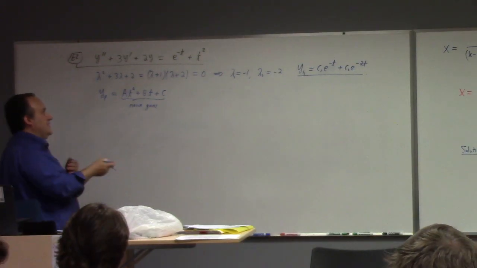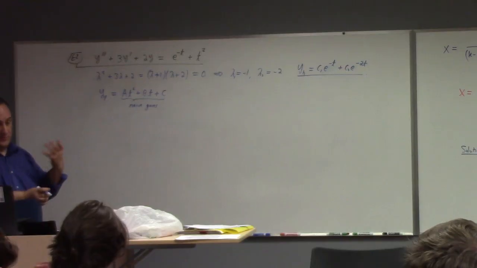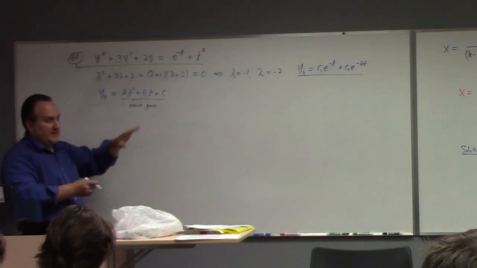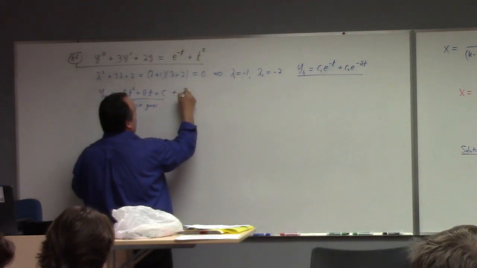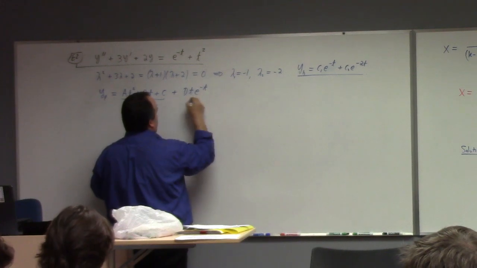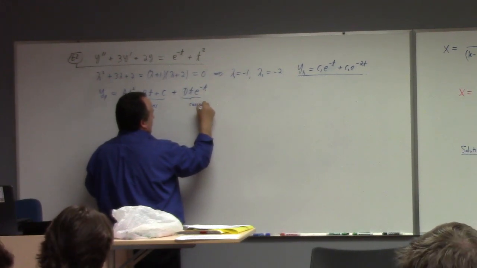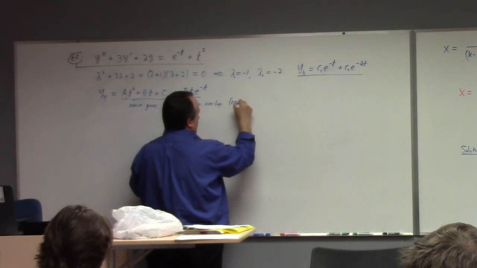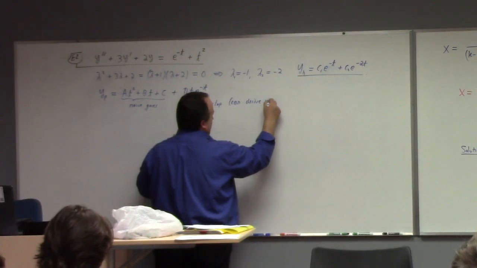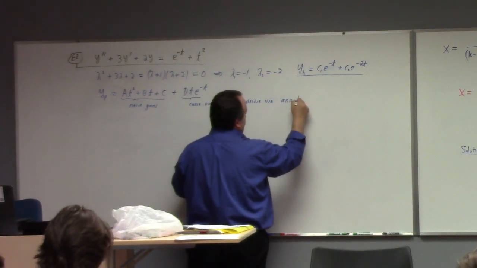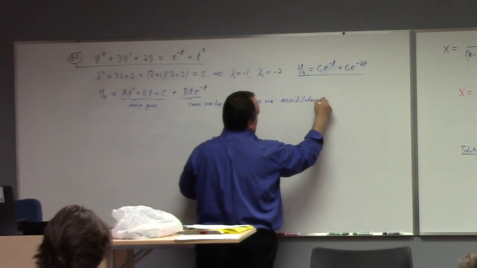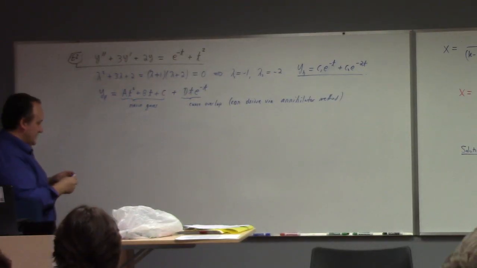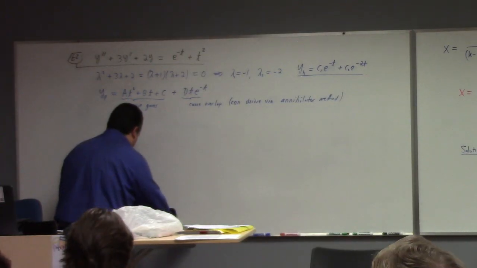However, the naive guess for e to the minus t would be just D e to the minus t, but I don't do that. Why? Because e to the minus t is in the homogeneous solution, right? So I have to multiply that by t in order to make it work. So I do plus D t e to the minus t, because of overlap. Can derive via annihilator method, all right? But at some point, we stop deriving things and just start using things. So that's this point. Now what do we do?